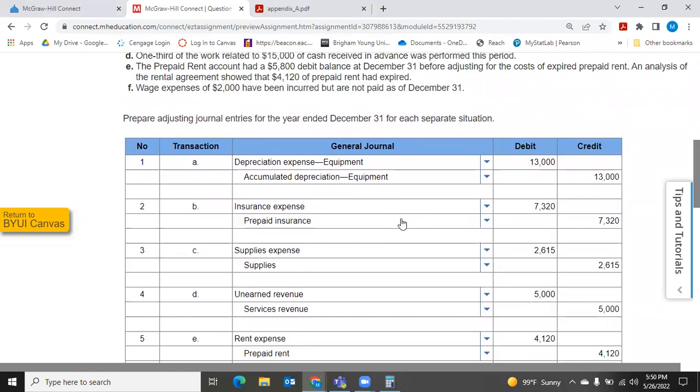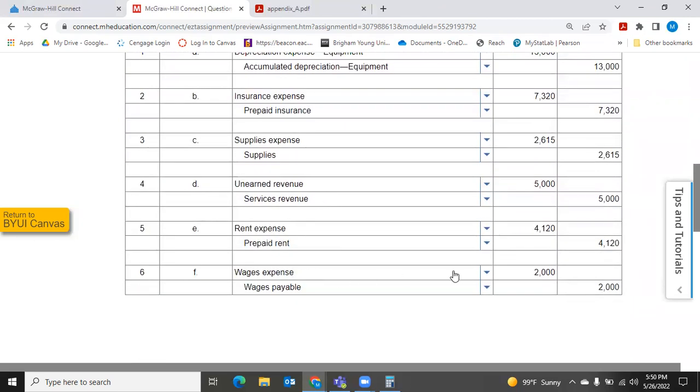Finally, F, wage expense of $2,000 has been incurred, but not paid as of December 31st. Here, they're not giving us any math to calculate. They're just telling us we've incurred this expense during the month. So we're going to take that amount. We'll debit wages expense, credit wages payable for the full 2,000.